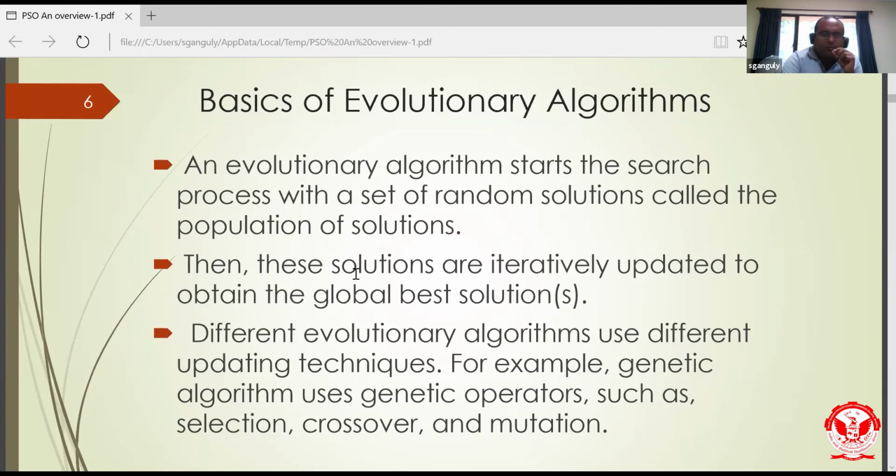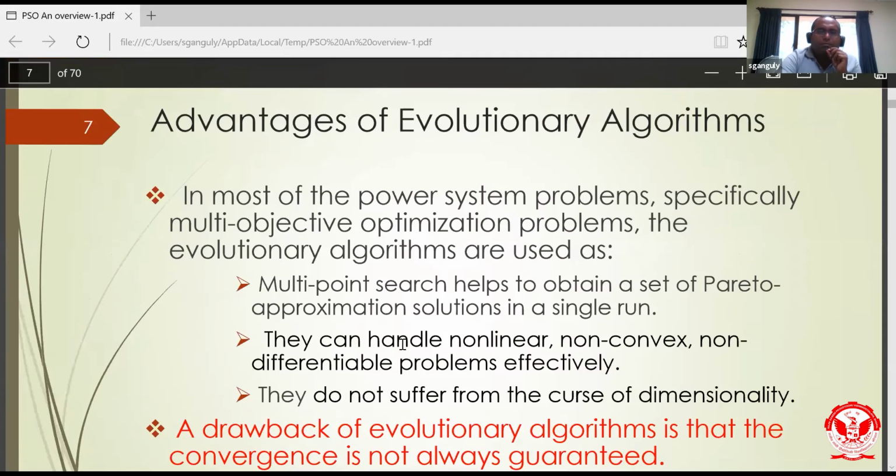So there are different evolutionary algorithm techniques based upon different types of updating. For example, genetic algorithm uses genetic operators: selection, crossover, mutation. Particle swarm optimization uses a different analogy, which I will discuss. Now the question is, what is the advantage behind these evolutionary algorithms?